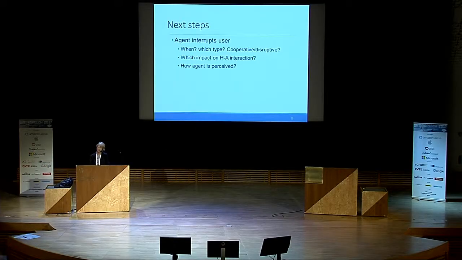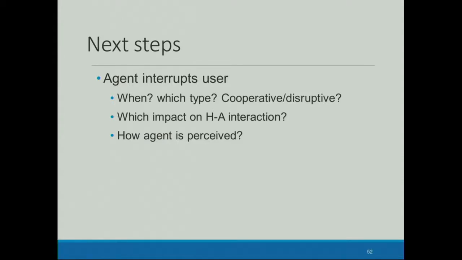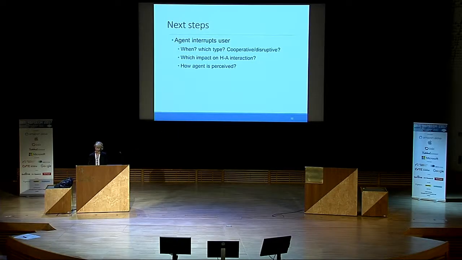Okay, so that's where we are right now. We know the user's behaviors, the agent's behaviors, and how we can handle different types of interaction, but we still have to do the most difficult part, which is when the agent should interrupt the users. Which types of interruption should it use, cooperative or disruptive, the different strategies, and we also have to study the impact of the interruptions on user-agent interaction, and how the agent would be perceived, the perception of the social stance of the agent. So we still have to conduct quite a lot of studies for that.